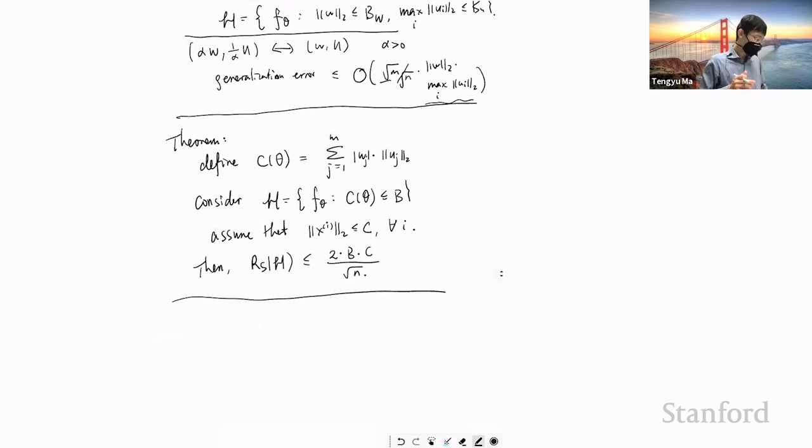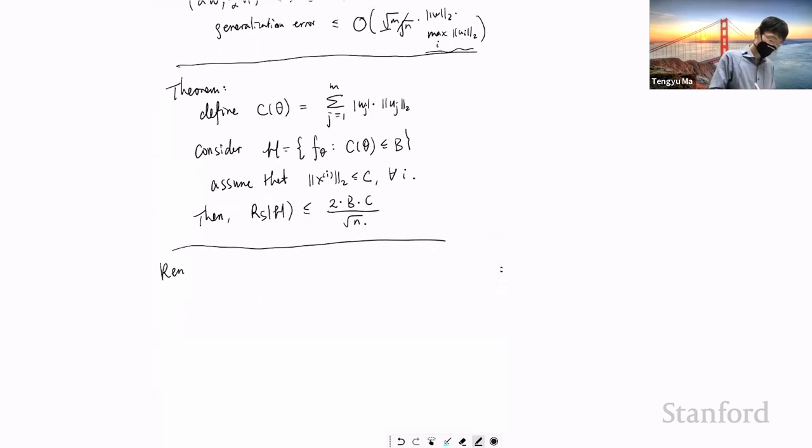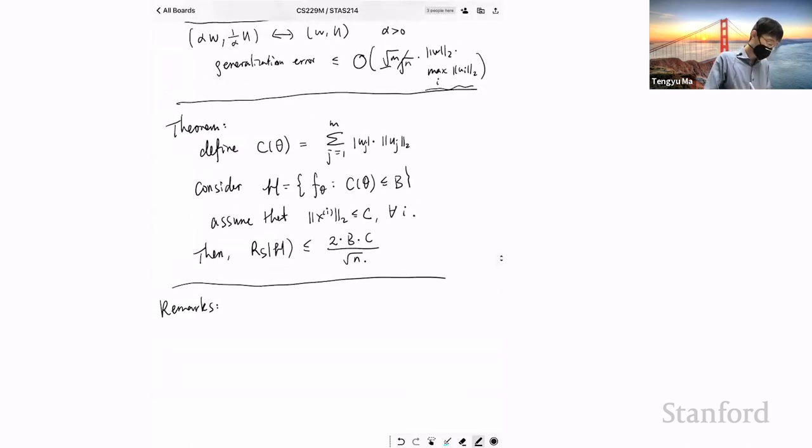Okay, so maybe let me first start with some interpretation of this theorem and see why this is an interesting one to prove, and then I'll prove the proof. So a few remarks. The first one is why this is better than before. I'm claiming that this is strictly better than before, at least in the following sense.